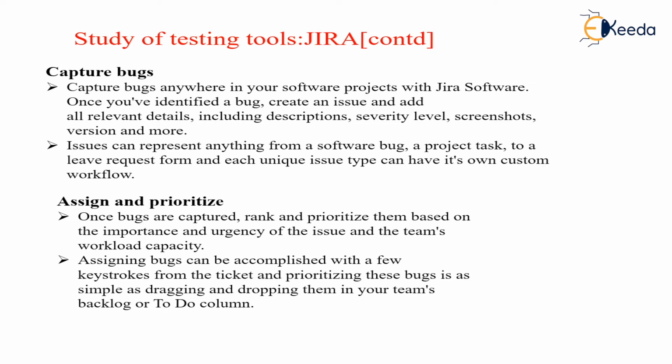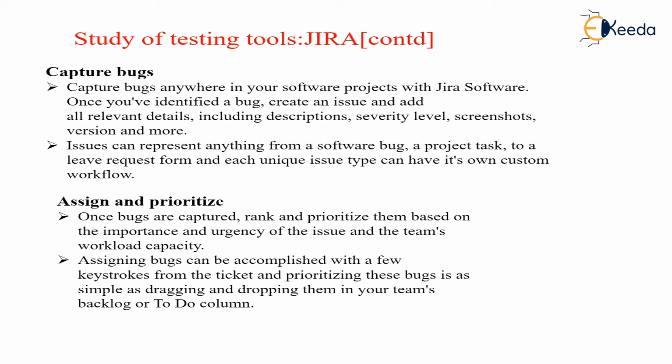When you talk about the bug, the defect, you assign it a priority, that is high, severe, or low, whatever risk it is supposed to carry. So once bugs are captured, they are ranked and prioritized, and on the basis of that they are solved. The importance and urgency of the issue and the team's workload capacity are considered, and it is solved. Assigning the bug can be accomplished with a few keystrokes.